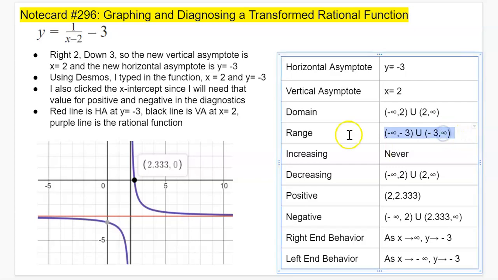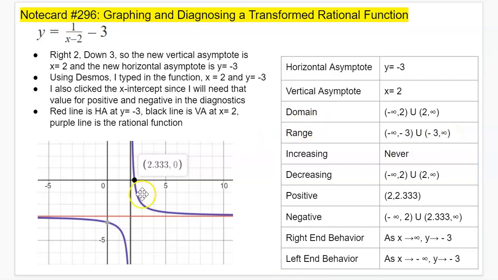So there it is. Increasing, never. Decreasing on the whole domain. Okay, so just copy the domain down. You just need to hope you have the domain correct, or you can just double check. Decreasing from here to here, which is negative infinity to 2, and then from 2 to infinity.